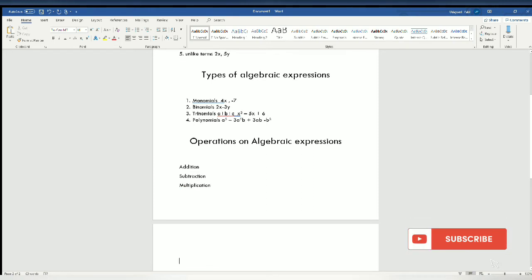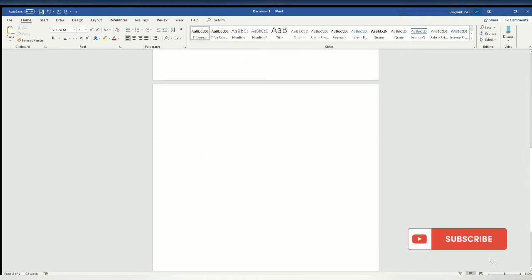Now, the first thing we are going to learn is addition. In addition, we are going to do horizontal arrangement. Now, we are going to learn addition of monomials.